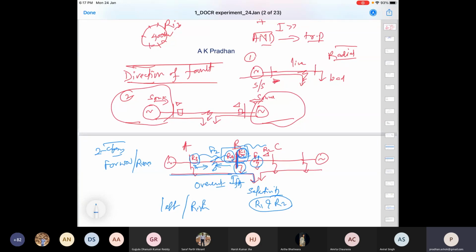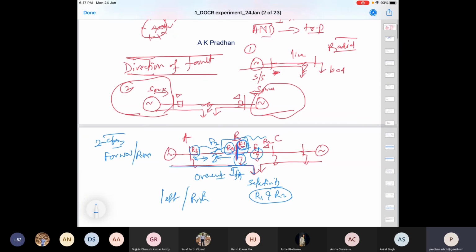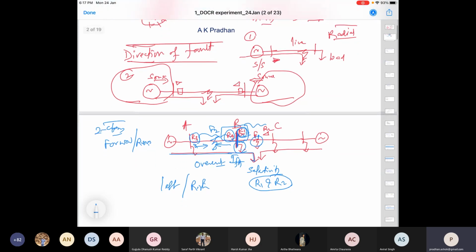Only current may not be able to discriminate, so we require voltage signals, and we will see how to achieve this. So we say that overcurrent alone is at times not adequate, so we need to add a directional feature, and direction here means the fault direction.